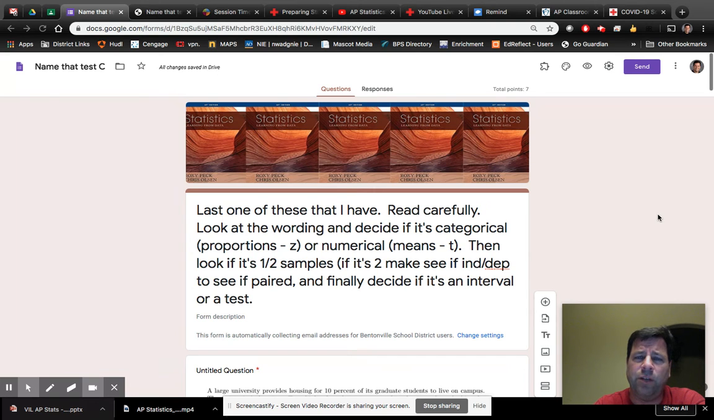Then you need to decide if it's a test or an interval. In a test, you should see the words statistically significant or enough evidence. Anything like that, you know it's a test. If it's trying to predict what the average is, or what the population value is, it could be a proportion or a mean, and that's an interval. Just be careful on the matched pairs. If you see 2 samples, but they're paired in some way, then it's a matched pair. And again, I've mentioned several times, that is probably one of the hardest ones to tell.